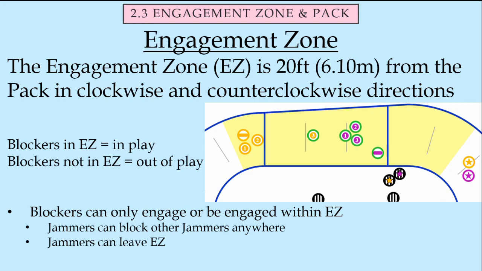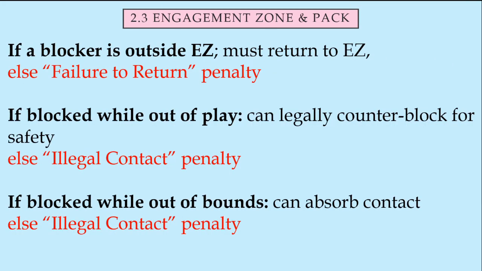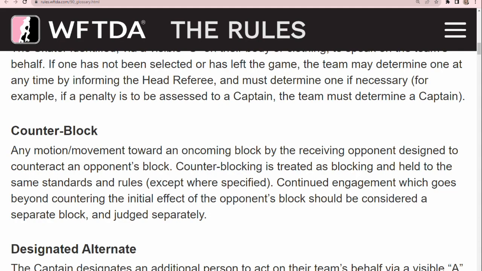That's important because if there's no pack, there's no engagement zone. So if there's no pack, jammers cannot hit blockers, but blockers cannot hit jammers either. So if a blocker is outside the engagement zone, they must return to it. Otherwise, they can get a failure to return penalty. If you are out of play and someone blocks you, you are allowed to legally counterblock for safety, but you cannot initiate further blocks while out of play, or else you could get an illegal contact penalty.